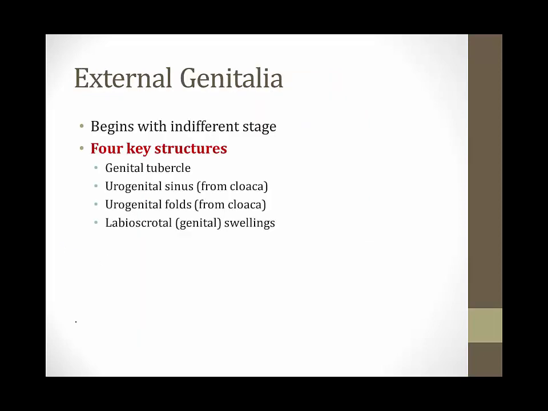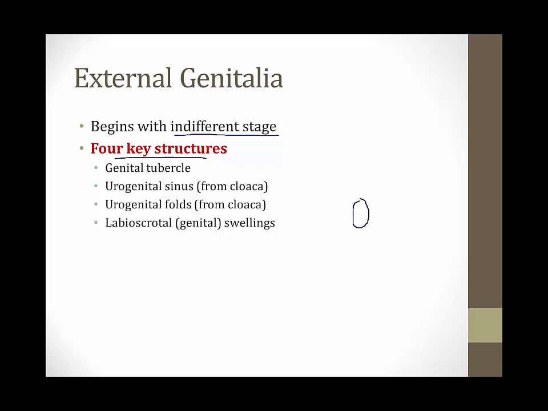So now we've talked about the gonads and we've talked about the internal genitalia. All that remains is to discuss the development of the external genitalia. And just like the gonads, the external genitalia begin with an indifferent stage where they look the same whether it's a male or female baby. In this indifferent stage, there are four key structures that will develop into the external genitalia. First of all, there is an opening called the urogenital sinus.